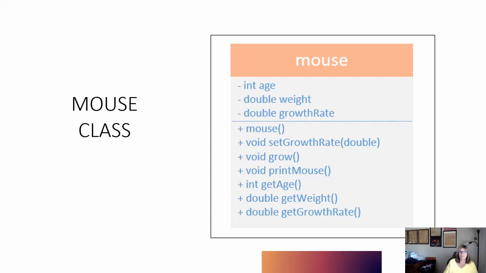And we have a natural setter called set growth rate. That's just a natural function that I needed to use in the class. So we're going to create a mouse class, and we're going to practice some of these utility functions that we have been doing.